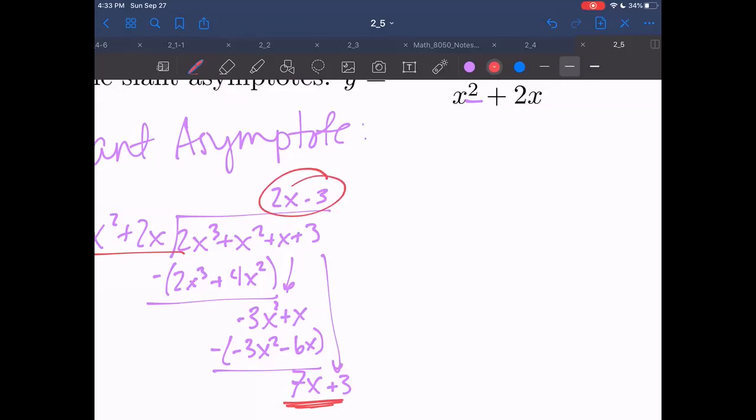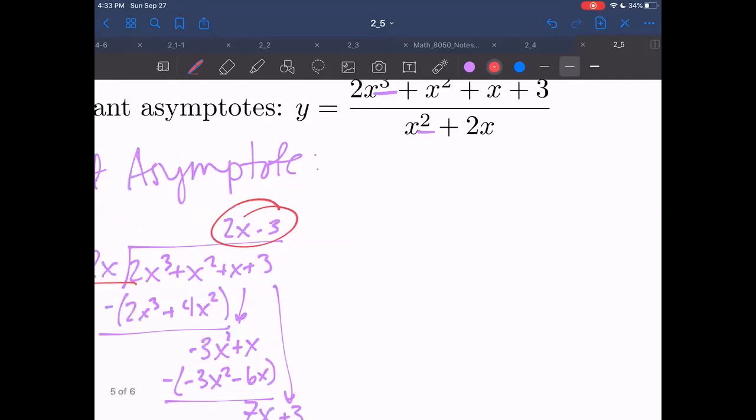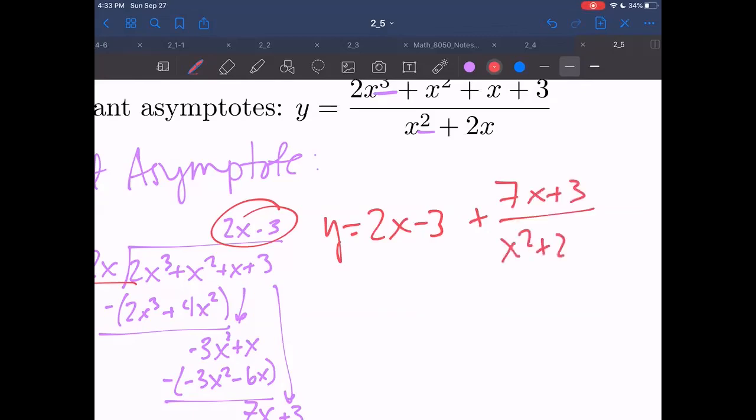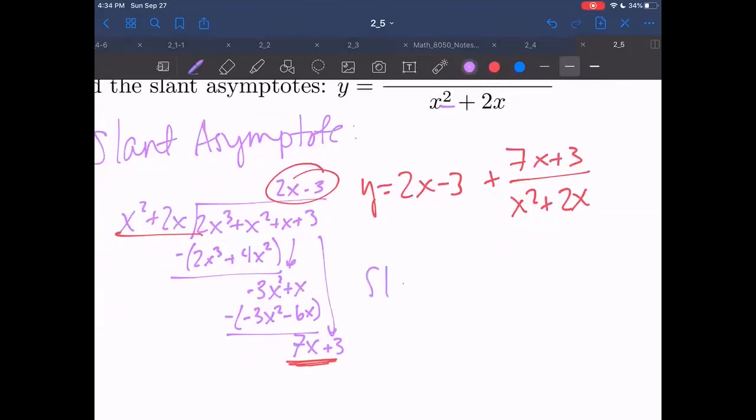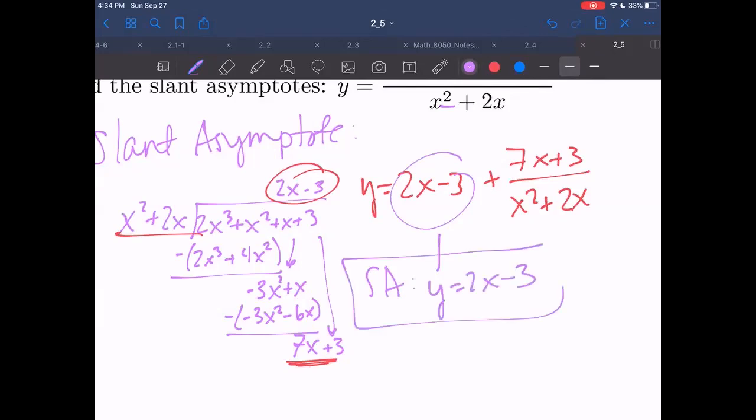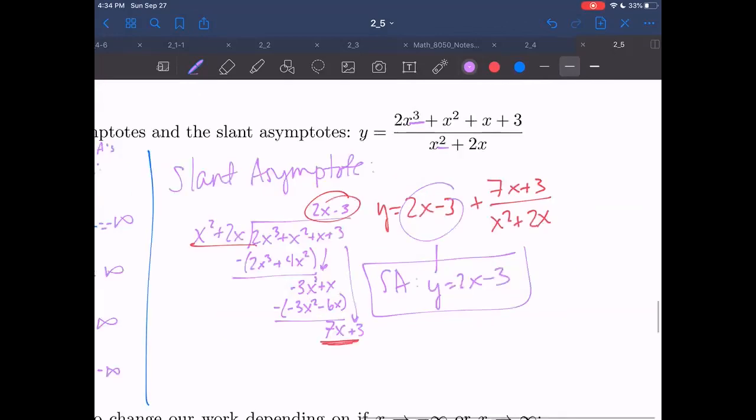So we can rewrite y as 2x minus 3 plus our remainder, 7x plus 3 divided by x squared plus 2x, just like if we were doing long division with numbers and ended up with a remainder. And then our slant asymptote is y equals 2x minus 3. That's our slant asymptote. So you take whatever the whole number piece is, one way to think about it.